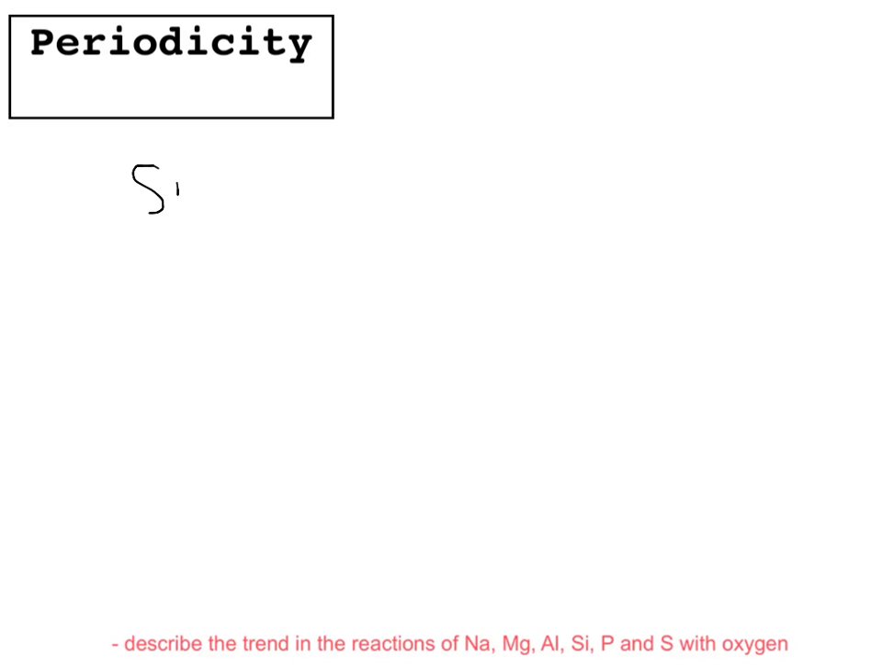And silicon, moving on, needs to be heated quite strongly in oxygen to make silicon dioxide. So the formula for silicon dioxide is literally SiO2. That's all we need to know for silicon.